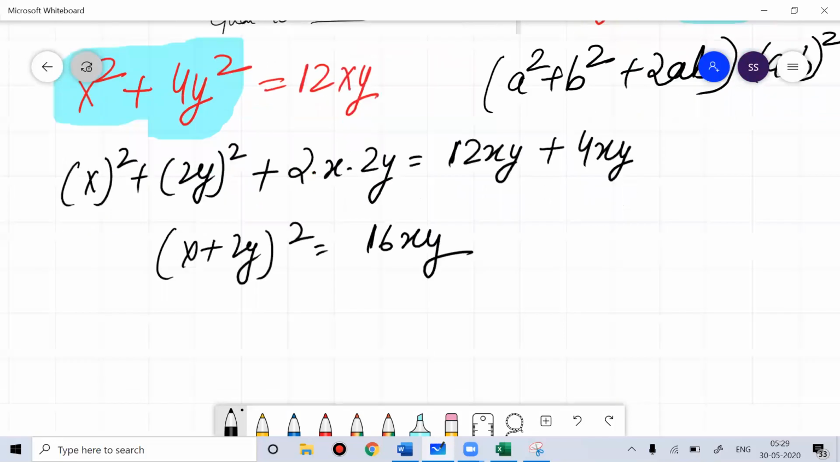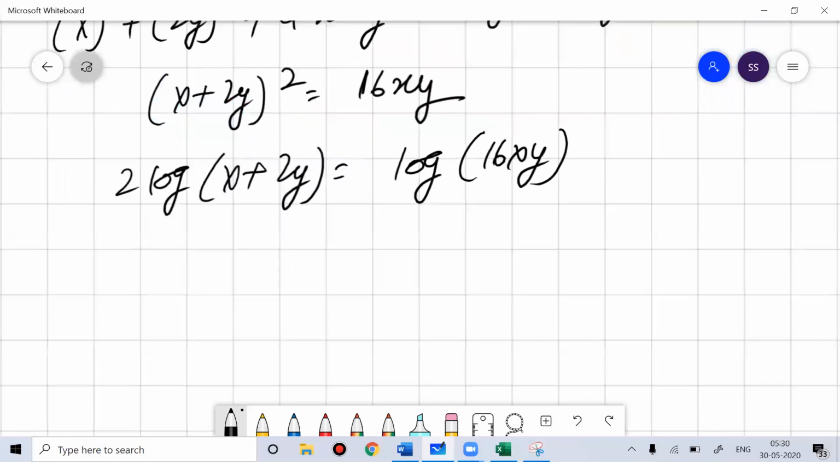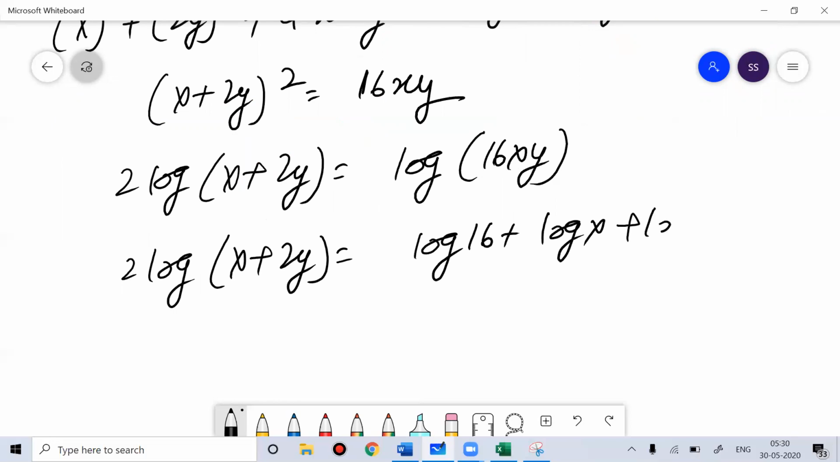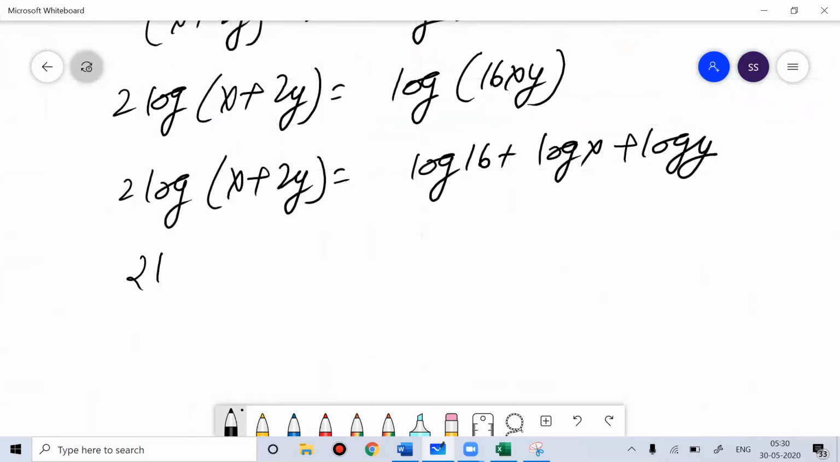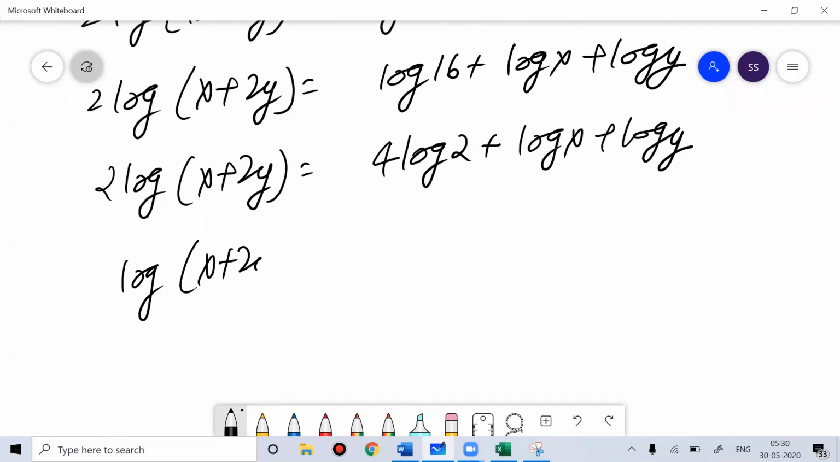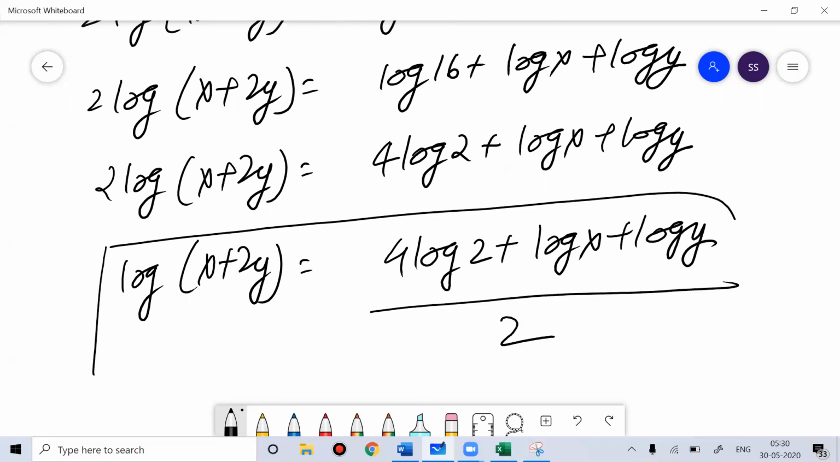If I do this, then ultimately I'll get x plus 2y whole square is equal to 16xy. Now if I take log on both sides, I get 2 log of x plus 2y is equal to log of 16xy. Breaking this, I get log of 16 plus log of x plus log of y. So 2 log of x plus 2y is equal to 4 log 2 plus log of x plus log of y. Ultimately this gives me the answer: log of x plus 2y is equal to 4 log 2 plus log of x plus log of y, divided by 2.